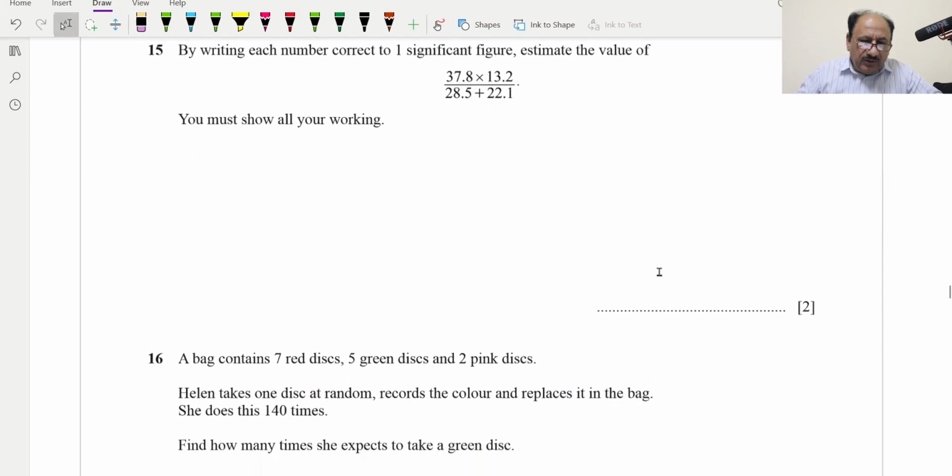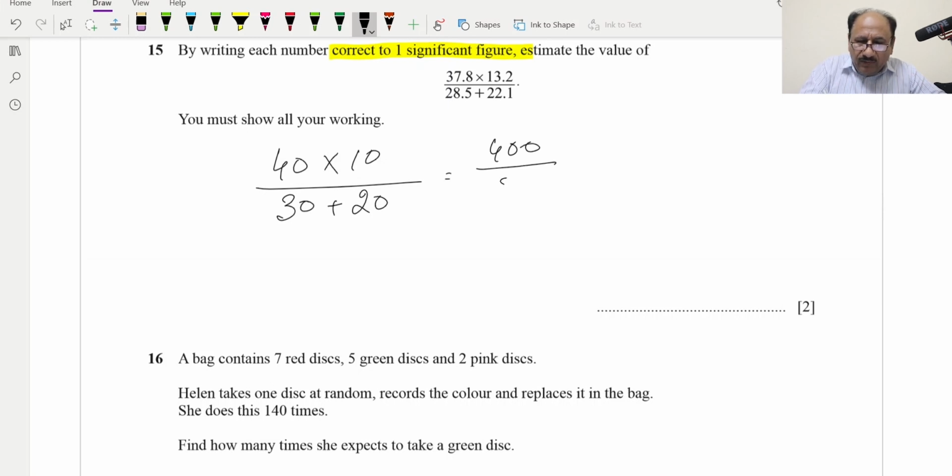Now question number 15, by writing each number correct to one significant figure, estimate the value of this one. So up to one significant figure, 37.8, we can write it as 40, and 13.2 we can write as 10 because it is less than 15. Over 28 we can round to 30. We are rounding to the nearest 10, you can say, plus 20, and this will be equal to 400 divided by 50. 0 is cancelled with 0, and 5 8s are 40. So answer will be 8.